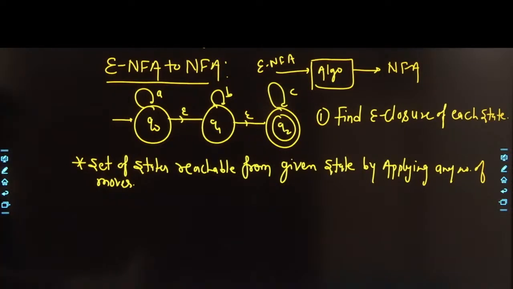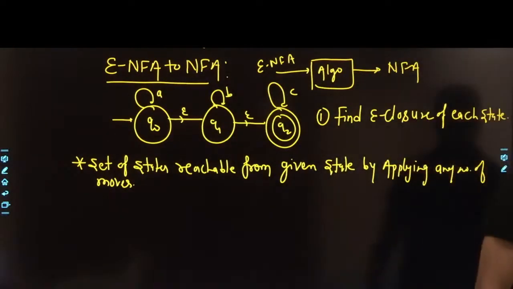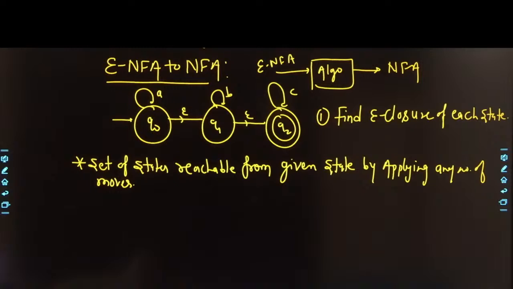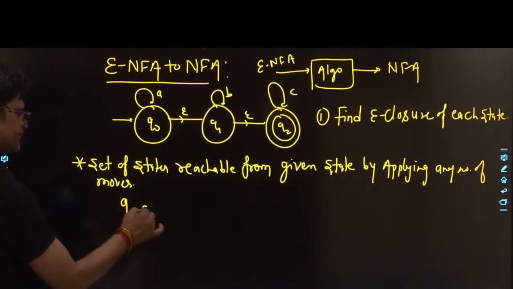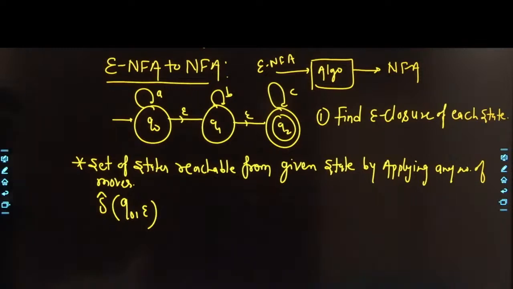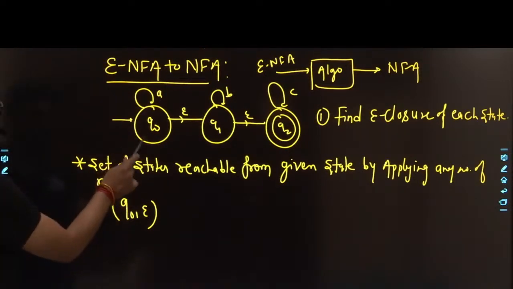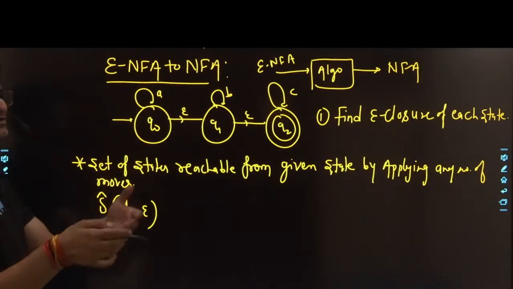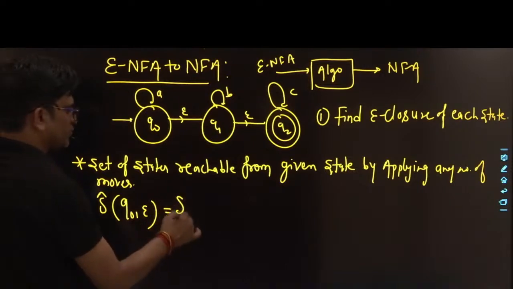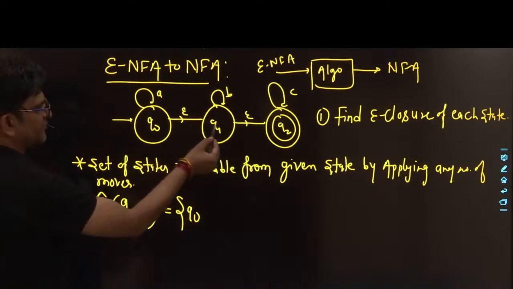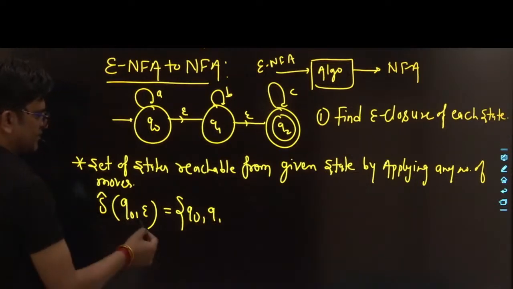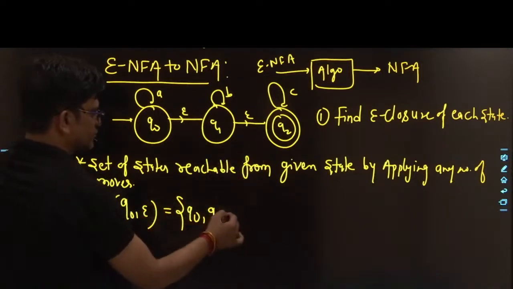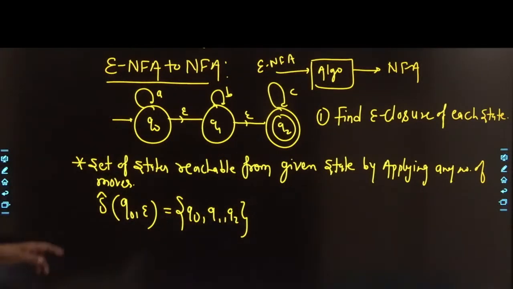So why do we have to find the epsilon closure of each state? See, what is the epsilon closure of Q0? My dear friends, without reading anything on Q0, which states can we go to? We can stay in Q0. Without reading anything, we can go to Q1. Without reading anything, we can also reach Q2. So this is the epsilon closure of Q0.